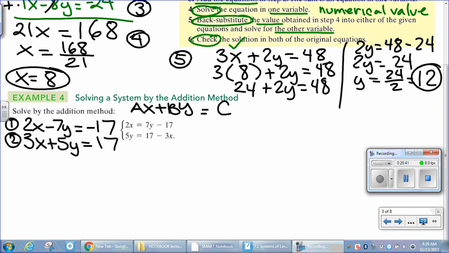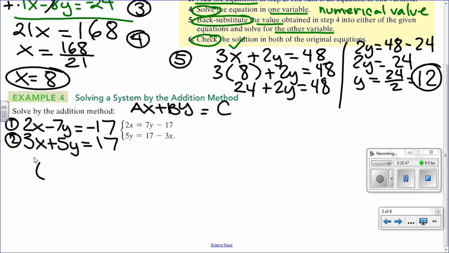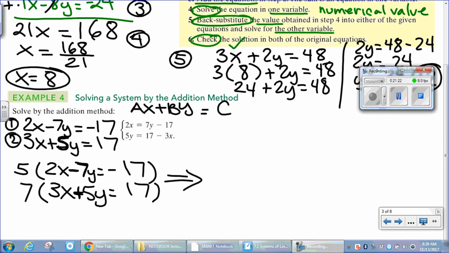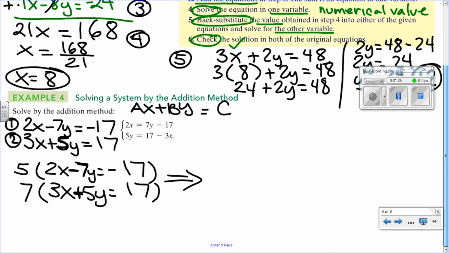We're going to check the answer for example 4. I'm going to multiply the first equation, 2x minus 7y is equal to negative 17. I'm going to try to cancel the y, so I'm going to multiply the first one by 5, because that is the coefficient that I have here. And then my second equation, 3x plus 5y is equal to 17, I'm going to multiply that by 7. Just positive 7 because we already have opposite signs here, so I don't want to change that. Once we multiply, we're going to obtain the new system, or well, it's the same system, but the new equations.